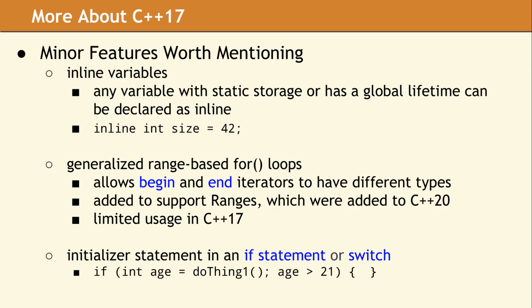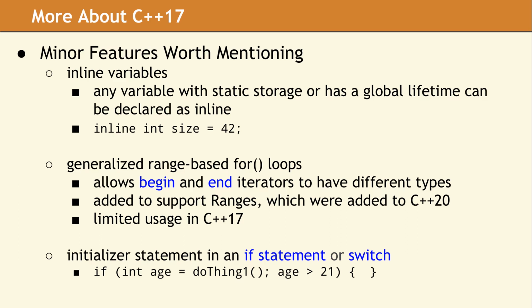The range-based for feature was added in C++11. With C++17, the generalized range-based for was added, which allows the beginning and ending iterators to have different types. Since users never actually see the iterators in a range-based for, it may not be obvious when this is happening. They added this new feature because it will be very useful when ranges are added in C++20. This means that generalized range-based for loops will probably have limited usage right now.